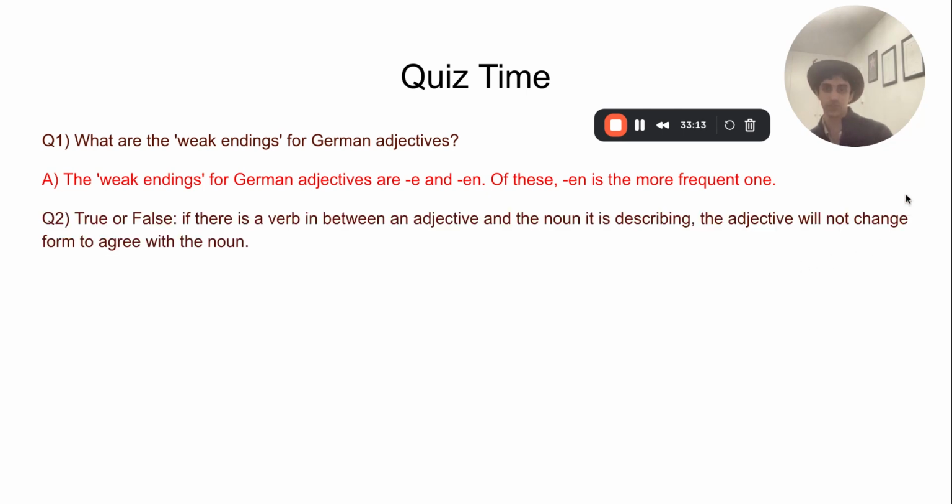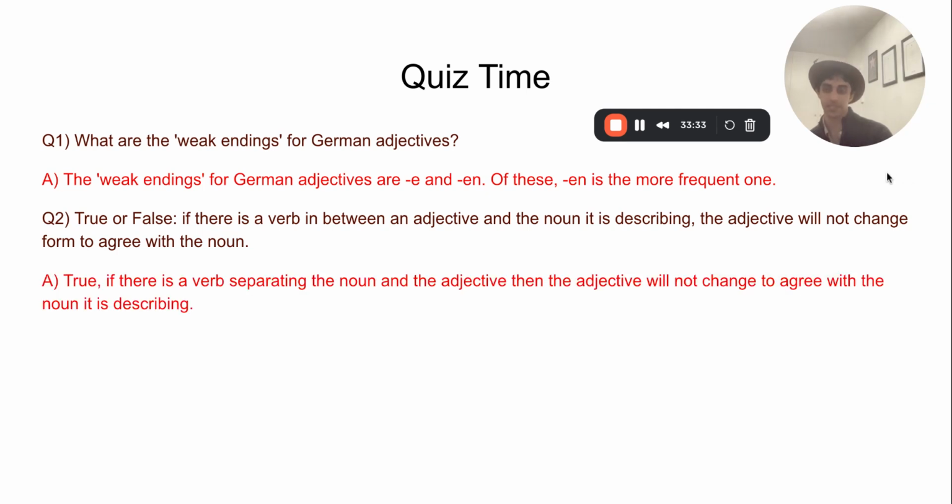Question 2, true or false? If there's a verb coming between an adjective and the noun it describes, then the adjective will not change form to agree with the noun. Definitely something I talked about, so try and think back. Okay, and I'll show the answer. This is definitely true. If a verb separates the noun and the adjective, the adjective will never change to agree with the noun it's describing. It simply remains in its masculine singular nominative form, without changing.